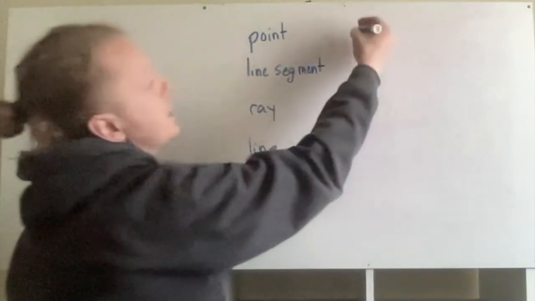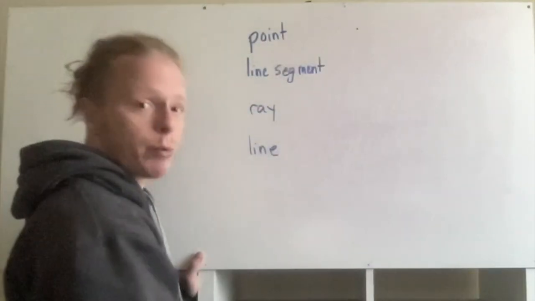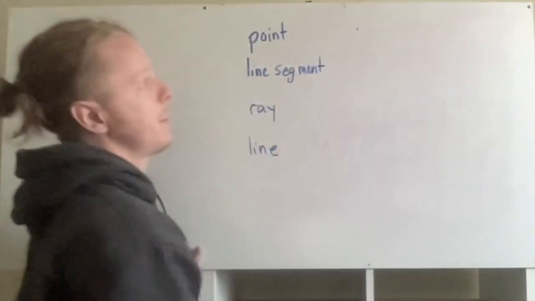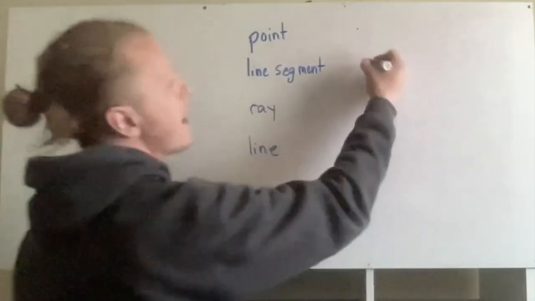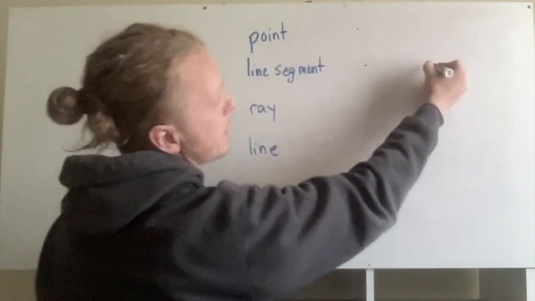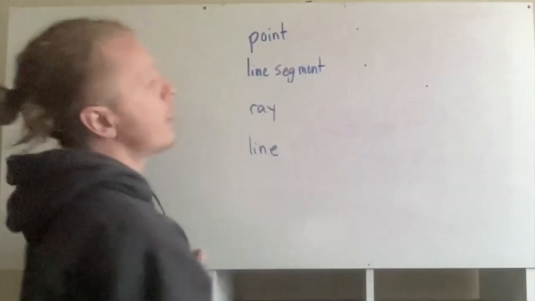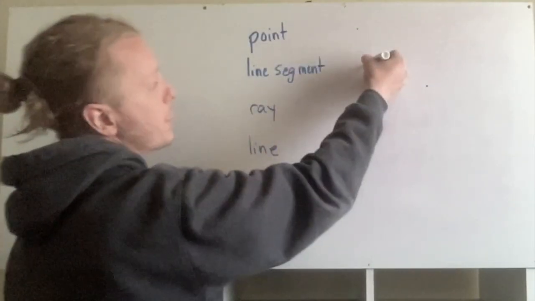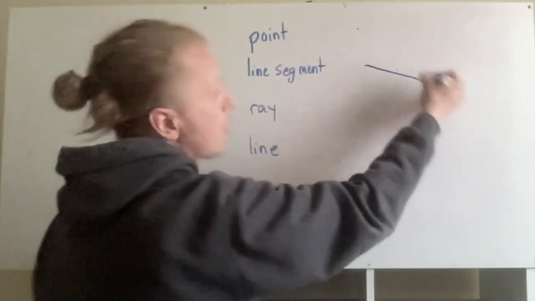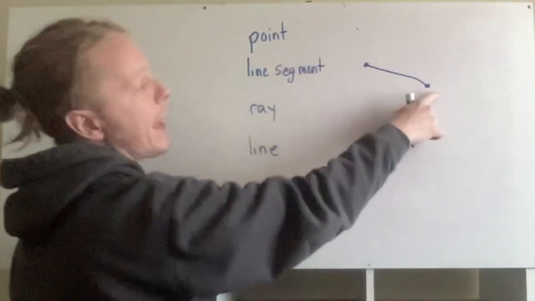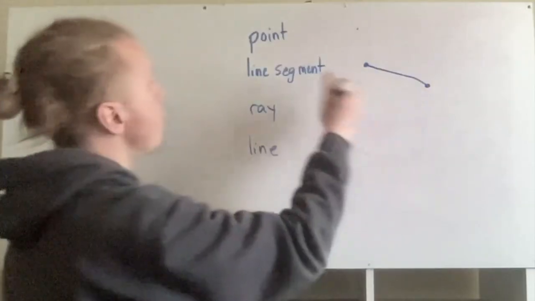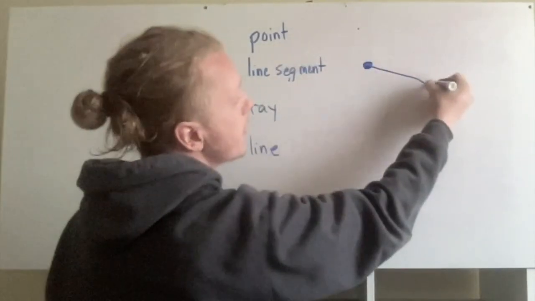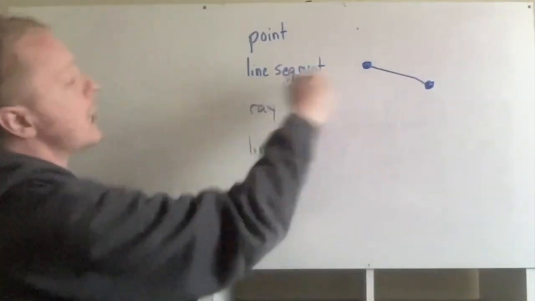A point is just a singular point, like a dot, like right here. If we have 2 points, they could be like here, right? And I connect any of these 2 points, whether I do it here or like this. Okay, we have 2 points on either end being connected. This is called a line segment. I'll try to make these points really big so it's clear.